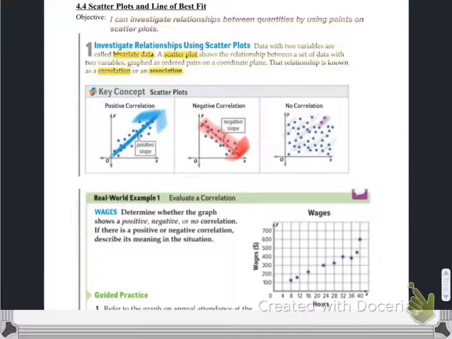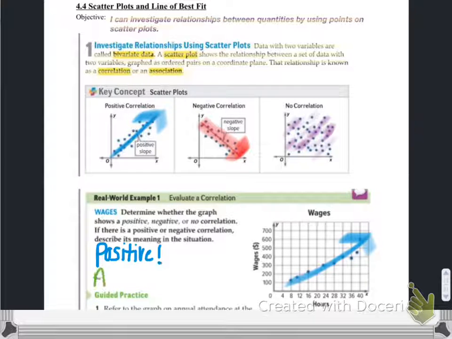So in example 1, they want us to determine if it's a positive, negative, or no correlation, and then describe the meaning in the situation. So looking at those points, it looks like it's going to be a positive correlation. They are going in an upward trend.